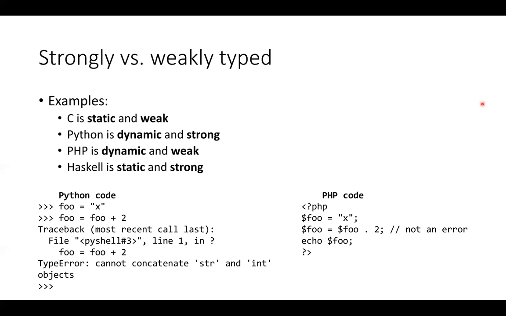So for example, if you try to write in Python foo equals "x", foo is a variable bound to a value, that value has type string, and then we try to take that value of type string and add it to an integer, Python will just yell at you. It's like, you can't do that. Whereas in PHP, it's totally fine. And why is it totally fine? It's totally fine because PHP is doing all sorts of crazy stuff under the hood to make this work in the way that you hoped it would work, but it's a lot of black magic. So just to show you, I thought you might appreciate this.